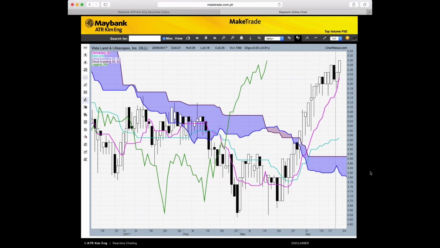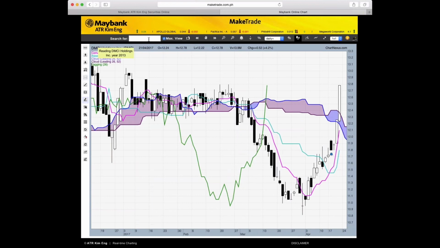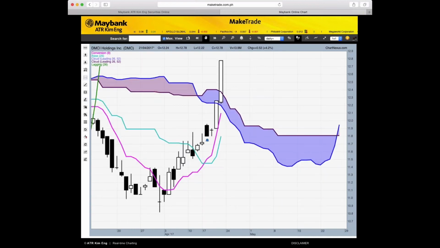Vista Land. We would find the bullish Kumo twist right here. Along with the Kumo twist was a Kumo breakout, and the Chikou Span was also able to break above prices. DMC broke above its Kumo. At the same time, we see a bullish Kumo twist right here. The Senkou Span A went above the Senkou Span B.